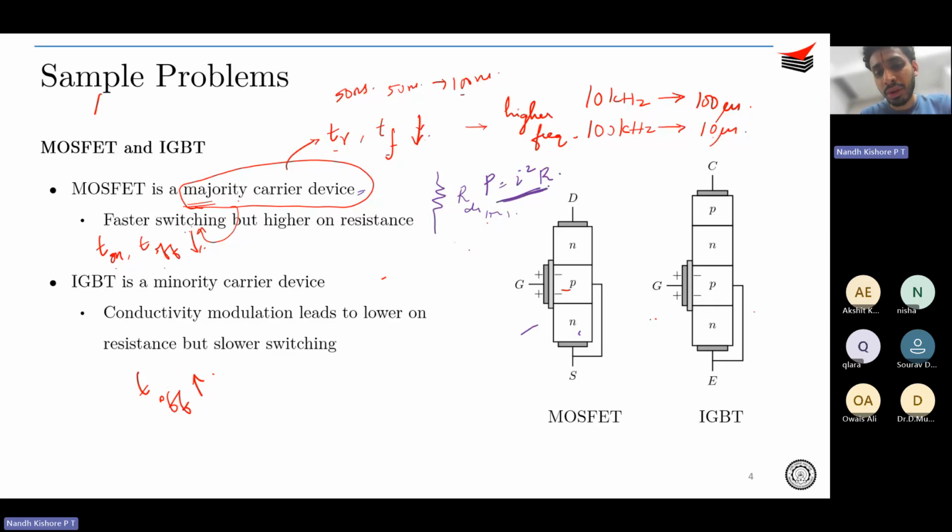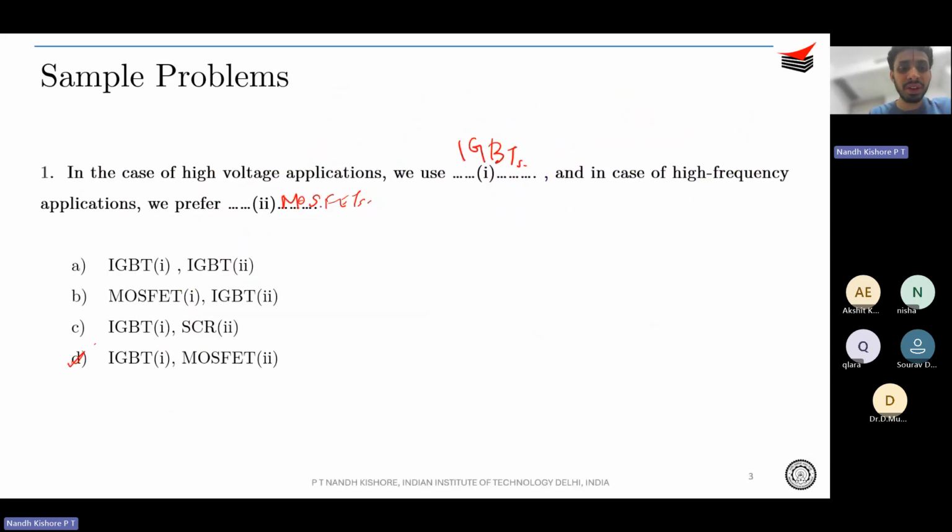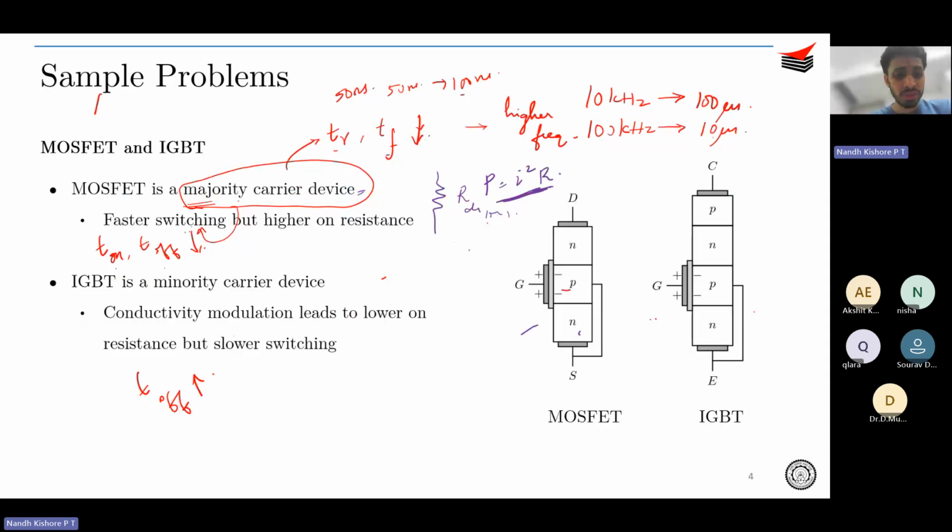Why? Because it is going to be I square R loss across the MOSFET, and you know that as you go towards higher and higher power, your I will increase, and since your current is going to increase, your I square R losses are also going to increase, right? It will be a square, correct? I mean, it's a square relationship. Okay, so this answers why we prefer MOSFETs for high frequency applications and not for high power applications.